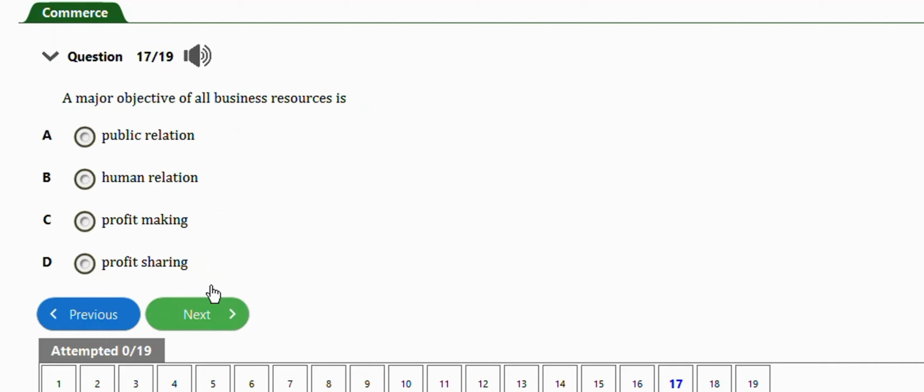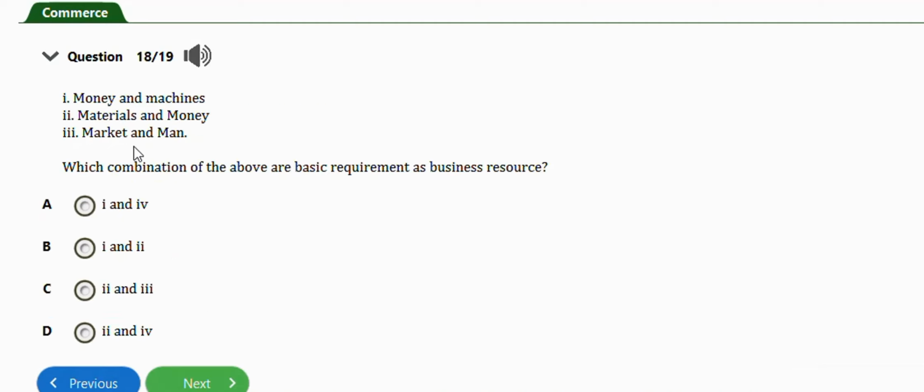Next question. A major objective of all business resources is public relation, human relation, profit making, profit sharing. Right answer is option C, profit making. Next question. Which combination of the above are basic requirements as business resource? Money and machine, materials and money, market and man. Yes, it is included. Materials and money. Yes. So the right answer is I and II, option C.